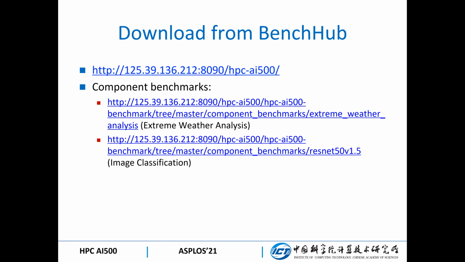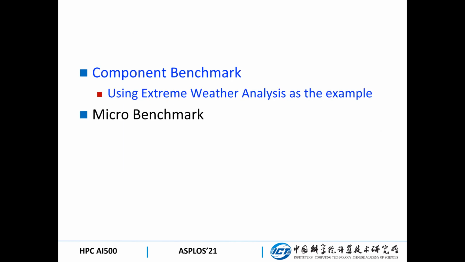HPC AI500 consists of component benchmarks and macro benchmarks. The component benchmarks include extreme weather analysis (EWA) and image classification. Next, we start with the component benchmark, taking EWA as the example.